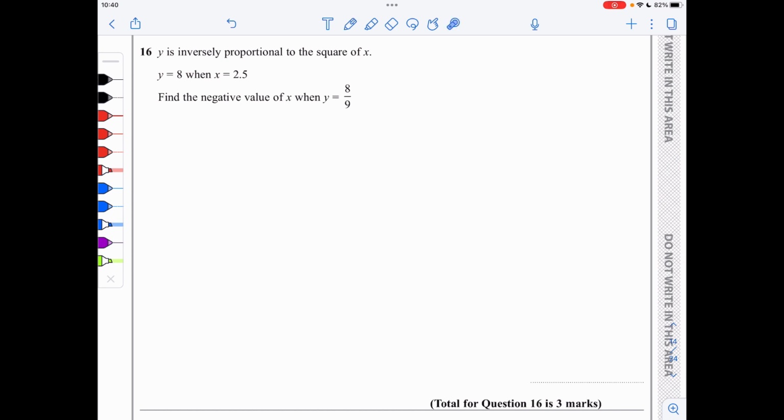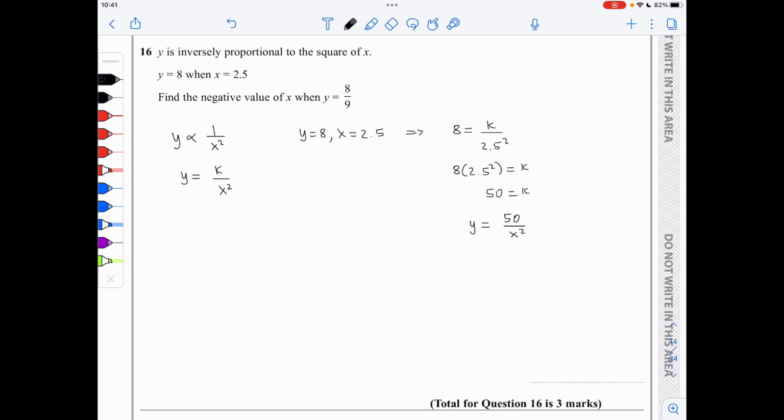In 16, we're told that y is inversely proportional to the square of x. So y is proportional to 1 over x squared, which means that y is k over x squared. We are told that when y is 8, x is 2.5. So I'm going to use this condition to find the value of the constant of proportionality k. So 8 is k over 2.5 squared. So 8 times 2.5 squared is equal to k. So k turns out to be 50, and we've got a full relationship for y. It's 50 over x squared.